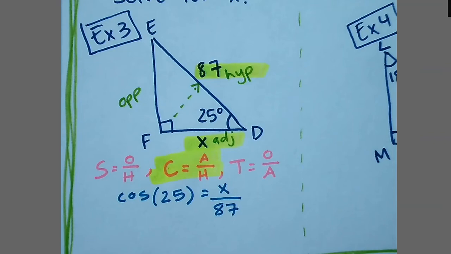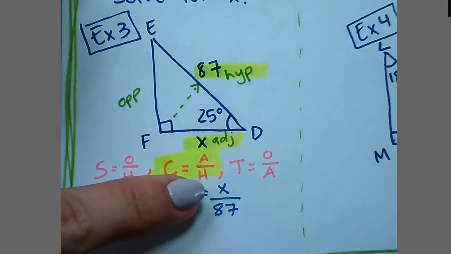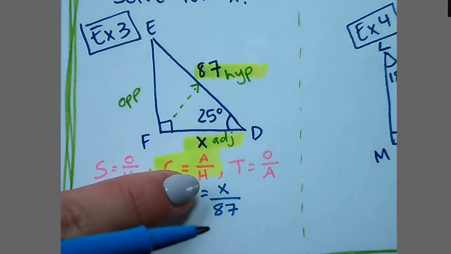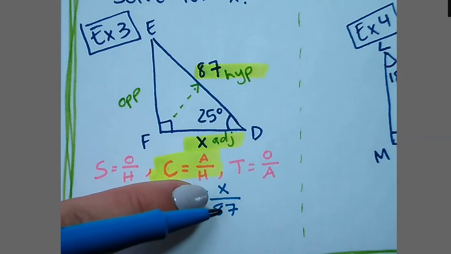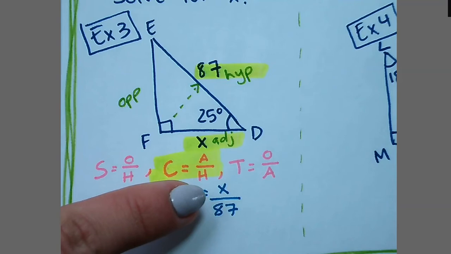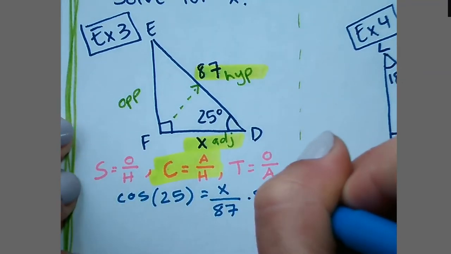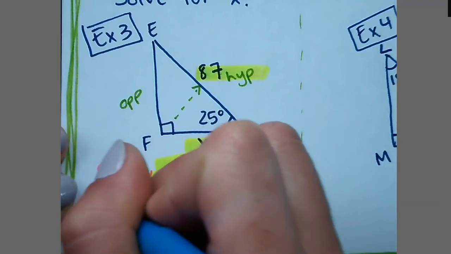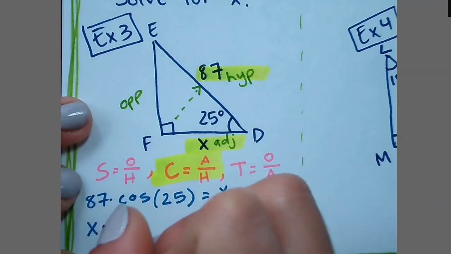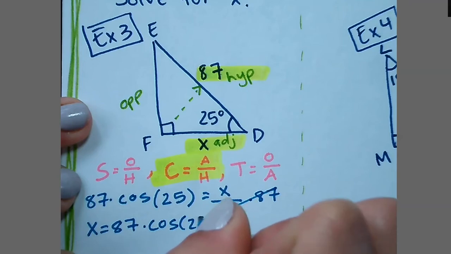Then what we're going to do is we're just going to cover up this left-hand side and ask ourselves, what is happening to x here? So notice that x is being divided by 87. So what would we do to get rid of this 87? We'd have to do the opposite operation, which is multiplying by 87 on both sides. So here we need to multiply by 87. All right. And we're going to get x equals 87 times cosine of 25.